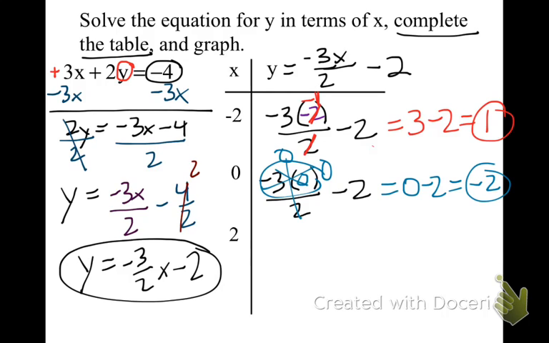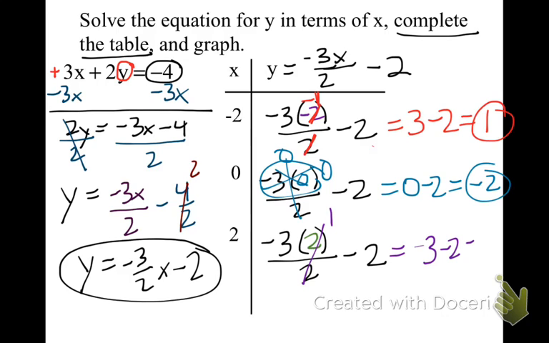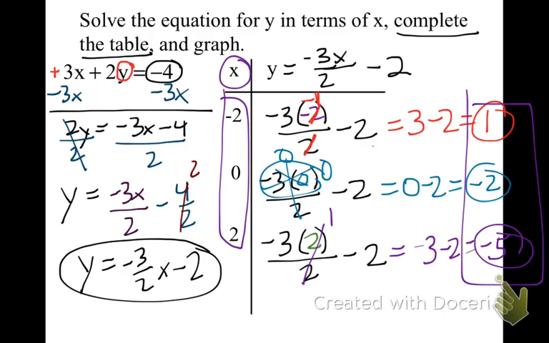And now, last but not least, I'm going to do 2. So I have negative 3 times x divided by 2, minus 2. When plugging in 2 this time, do you notice I am dividing by 2 and there's a 2 up here? So they're going to cancel out to 1. Negative 3 minus 2 gives me negative 5. Now I have my x values and my y values. So what's my last step?